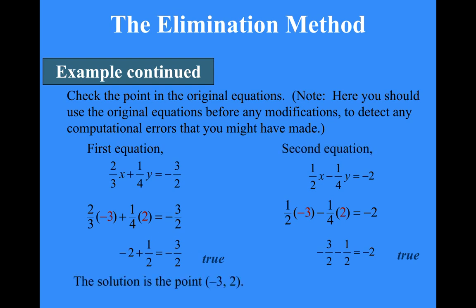That's it. It's negative 3, comma 2. And we just checked it. We proved it. We're right. We're happy. We got 100%. We're awesome.